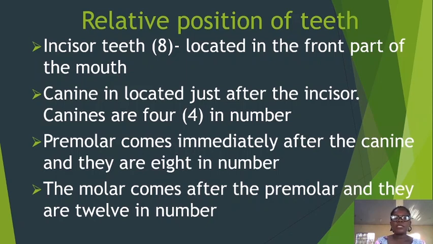The next one is the molar, which comes immediately after the premolar, and they are 12 in number. That means the upper jaw has 6, while the lower jaw has 6, which makes it 12 in number. Now, if you add all these teeth together, it will give you 32 teeth, which is the number of teeth in the adult.